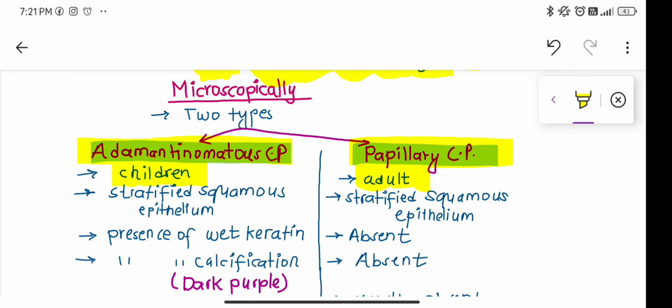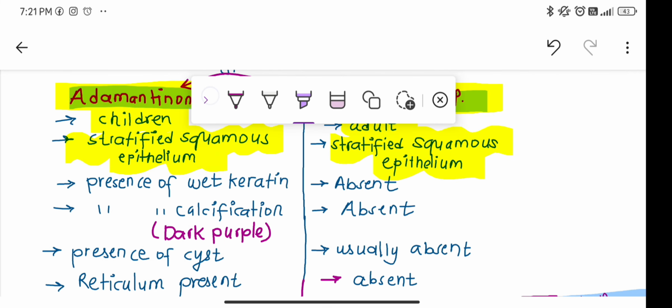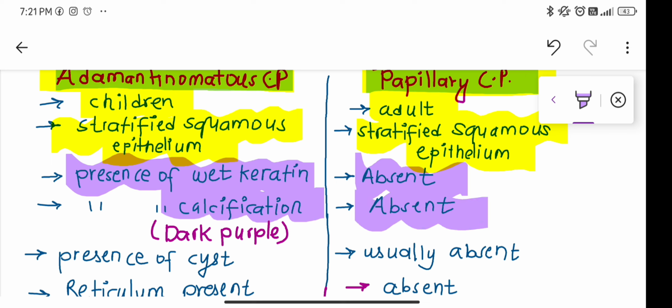The cells proliferating here are stratified squamous epithelium, the same in both tumors. Now, a very important characteristic feature is the presence of wet keratin. This wet keratin is only present in adamantinomatous craniopharyngioma, whereas it is absent in papillary craniopharyngioma. Calcification is present in adamantinomatous craniopharyngioma, whereas absent in papillary craniopharyngioma. Cysts are most commonly present in adamantinomatous, but absent in papillary craniopharyngioma.